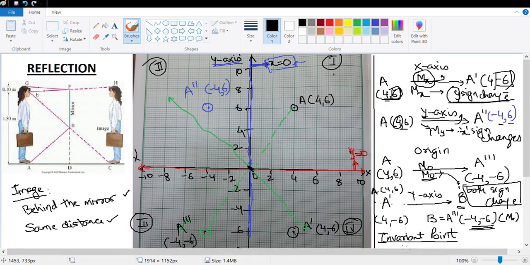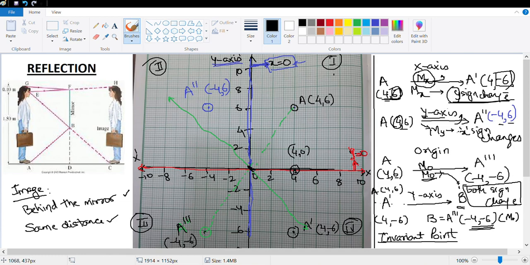And then the last point I want to talk about is an invariant point. Now, what does invariant mean in English? Invariant basically means a point which doesn't vary, a point which remains the same. So there are points which are invariant when you reflect on the x-axis or y-axis or on origin. So let's look at a point, let's say (4, 0). If I reflect this point on the x-axis, where will it go? Well, it will remain here because this point is on the mirror itself, right?